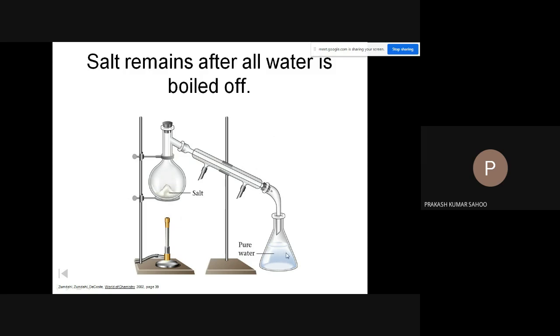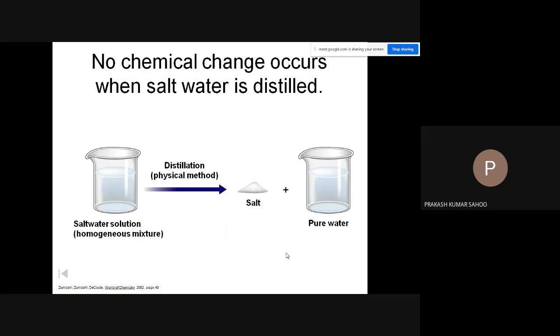Okay, so next one, salt water solution. No chemical change occurs when salt water is distilled. That means when salt water gets distilled or separated, no chemical reaction will occur, and we will have a homogeneous mixture, that is, the solvent and solute are both in the same state.